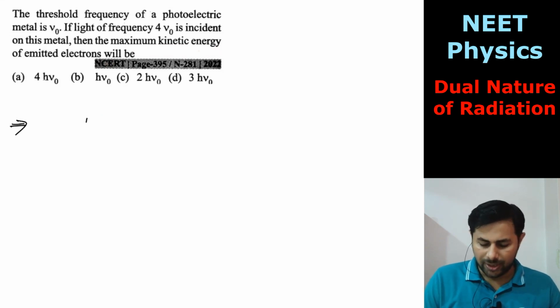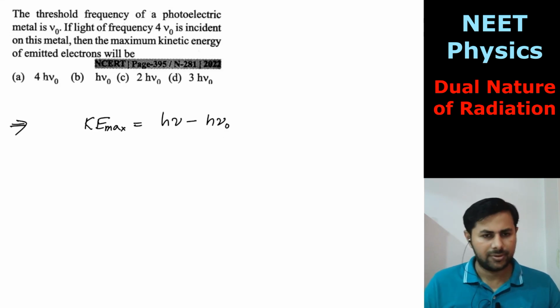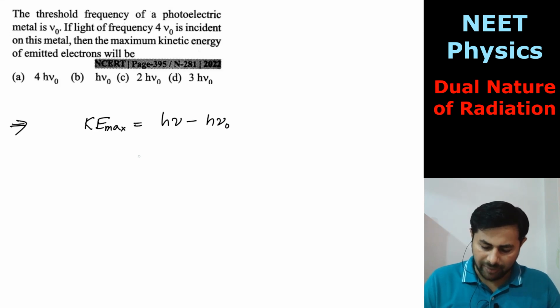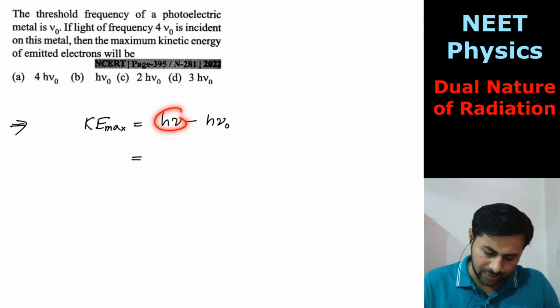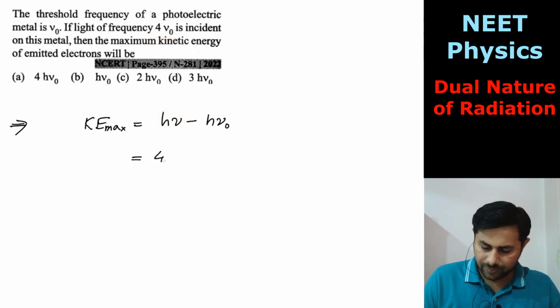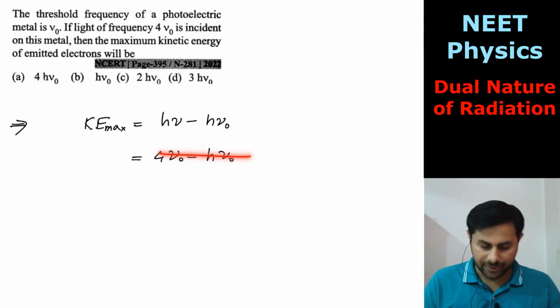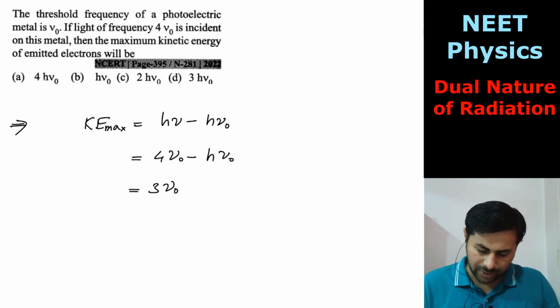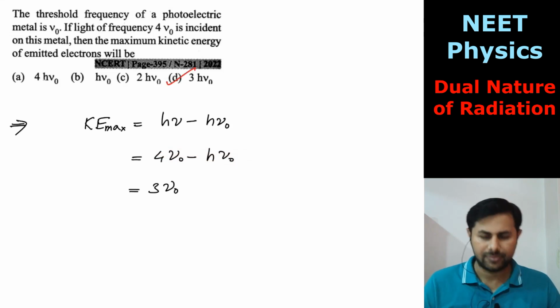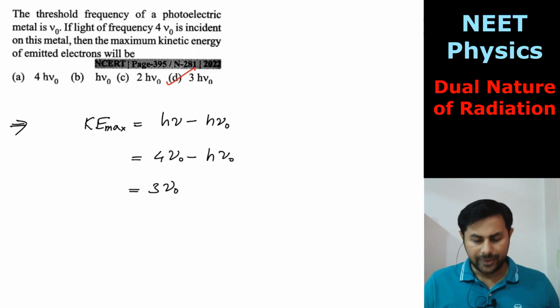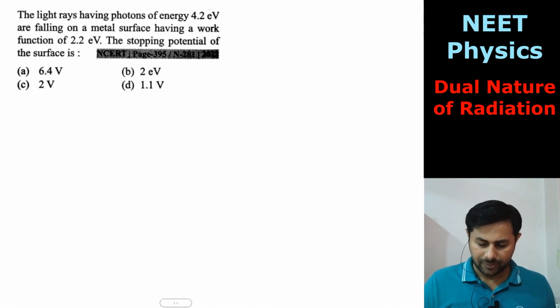You know the formula. KE max is equal to what? h nu minus h nu naught, right? So this KE max is equal to h nu. What is h nu? 4 nu naught minus h nu naught. So just subtract that. So that is 3 times nu naught. That's option D. Very simple, right? Okay, let's see next one.